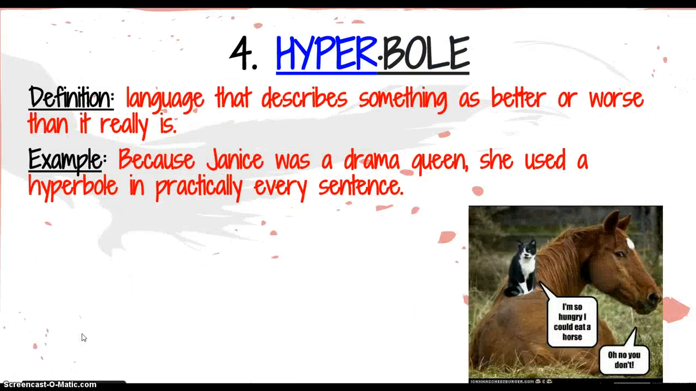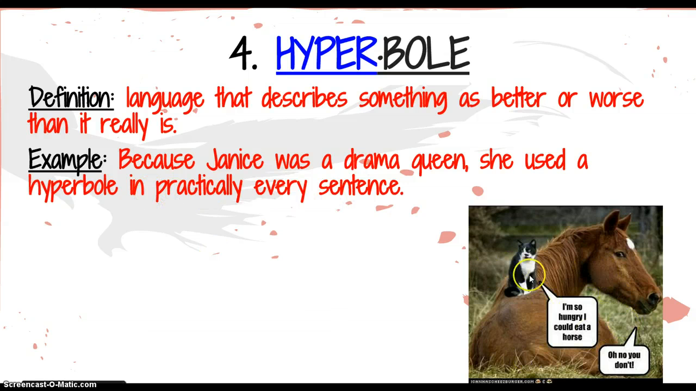The next word is hyperbole. Just like you've done with the first 3 words, you're going to separate the prefix from the base word. You're going to draw a line right here. The definition of hyperbole is language that describes something as better or worse than it really is. The example sentence is: because Janice was a drama queen, she used a hyperbole in practically every sentence.